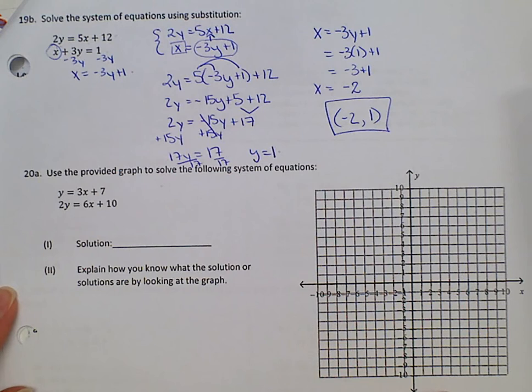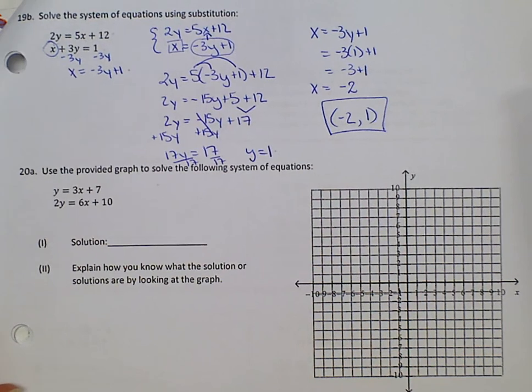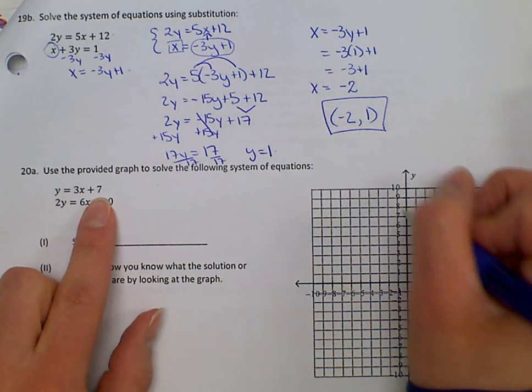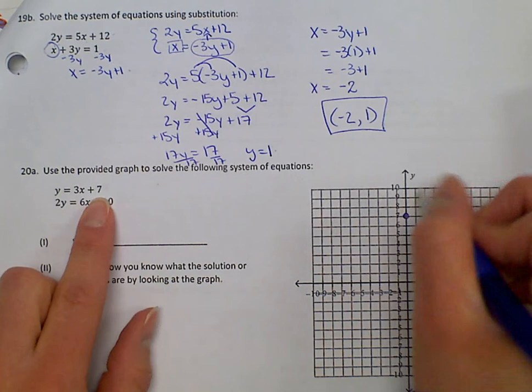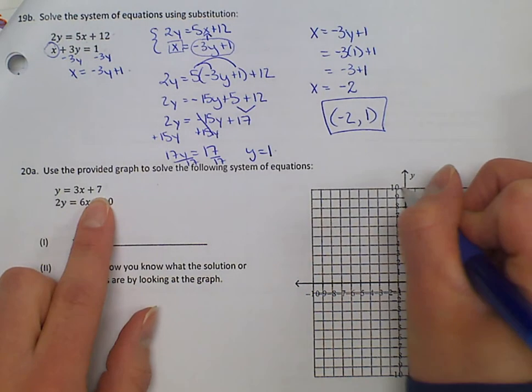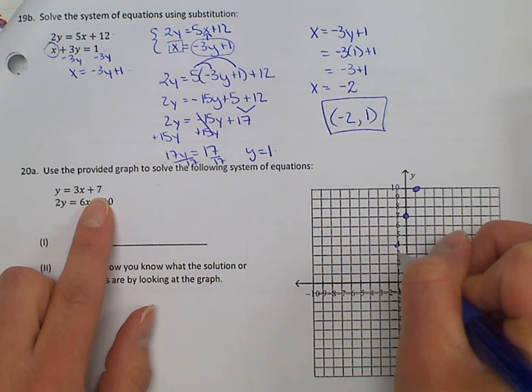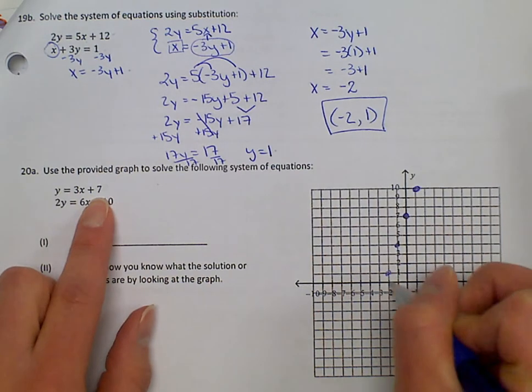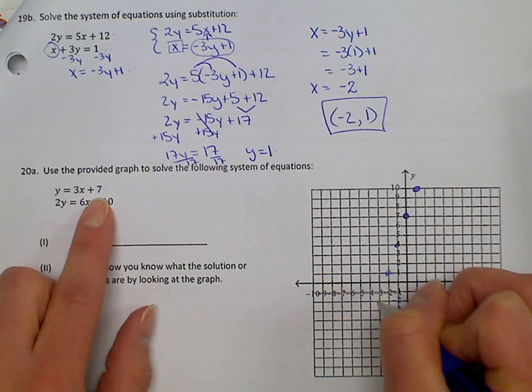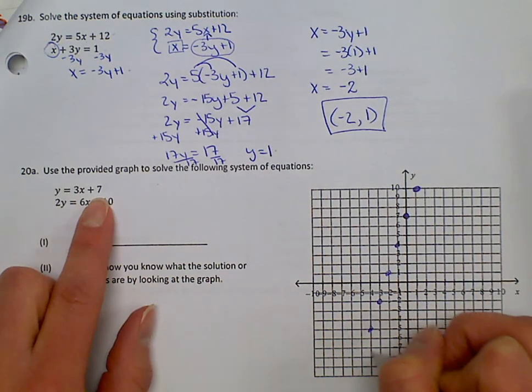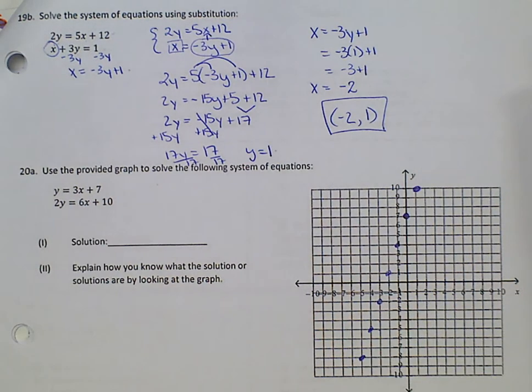Number 20 says use the provided graph to solve the system of equations. So the first equation here is y equals 3x plus 7. My y-intercept is 7. My slope is 3, which means a rise of 3 and a run to the right of 1, or down 3 and to the left 1. So here's our first line.